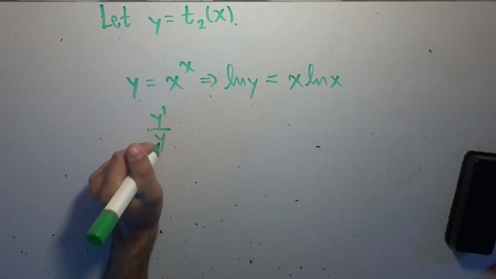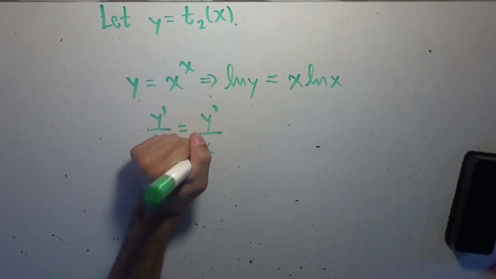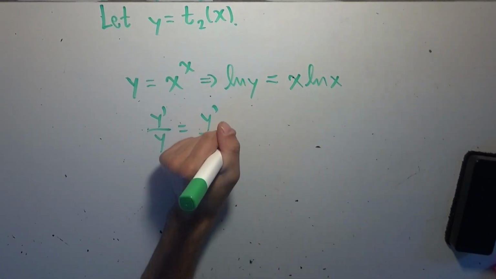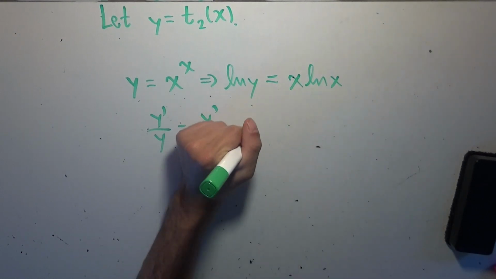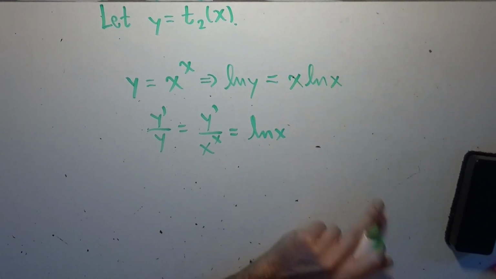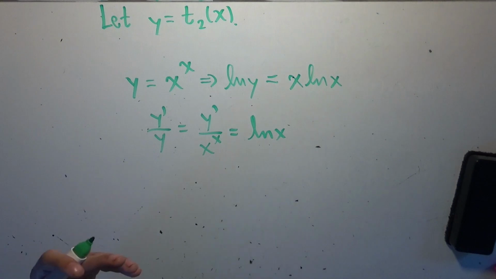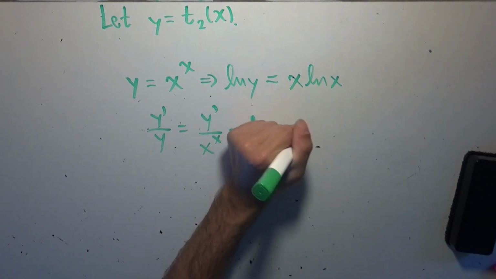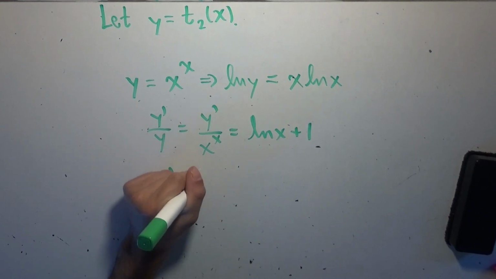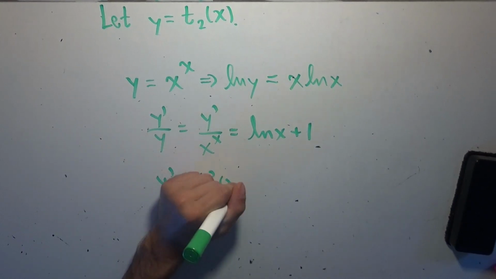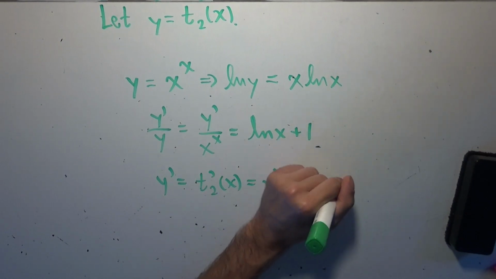We know what y is, that's x to the x, so we can write this as y prime divided by x to the x, and then we simply do the same idea here, but we have to use the product rule. So the derivative of the first part is 1, so we get 1 times the natural logarithm of x, and then we keep the first part and multiply by the derivative of the second part. But the derivative of ln of x is 1 over x. So x times 1 over x is just 1, multiplying x to the x over, and we have that the derivative of y, or the derivative of the second tetration of x, is precisely x to the x times the quantity, the natural logarithm of x plus 1.